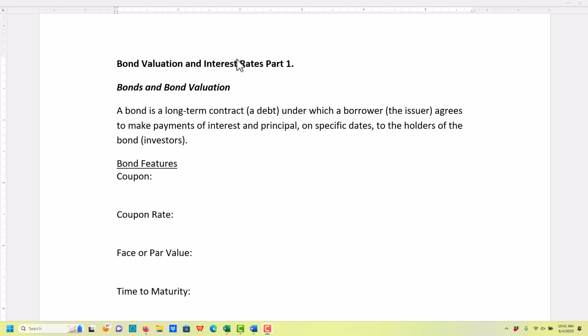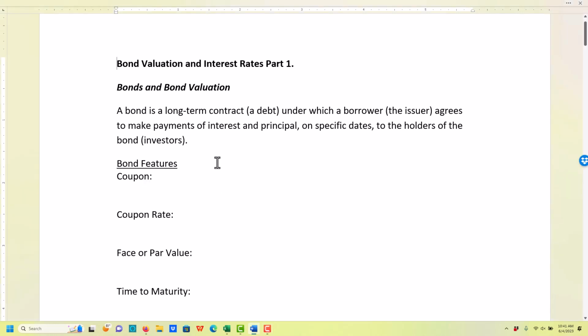In this lesson, we're going to go over bond valuation and interest rates part 1, and specifically we're going to be talking about bonds and bond valuation. For this lesson you'll need these notes, and you'll also need either Excel or a financial calculator that can work through time value of money problems. I'll be demonstrating the calculation of the problems using Excel.